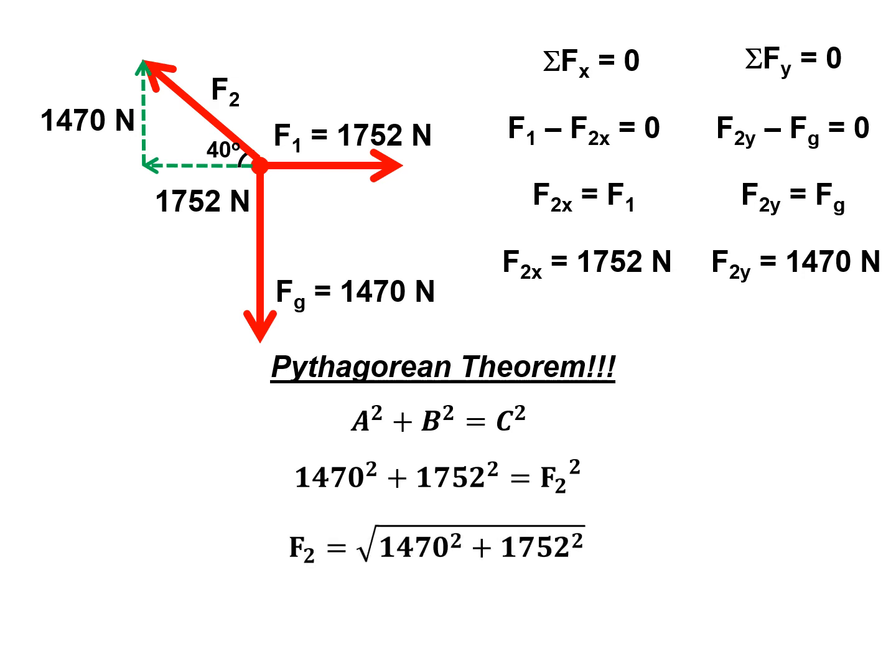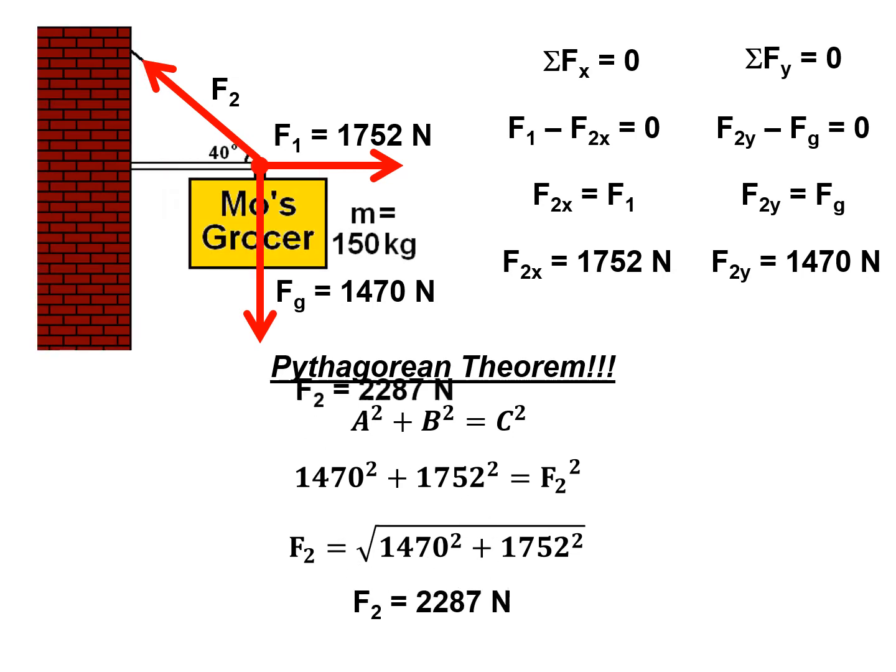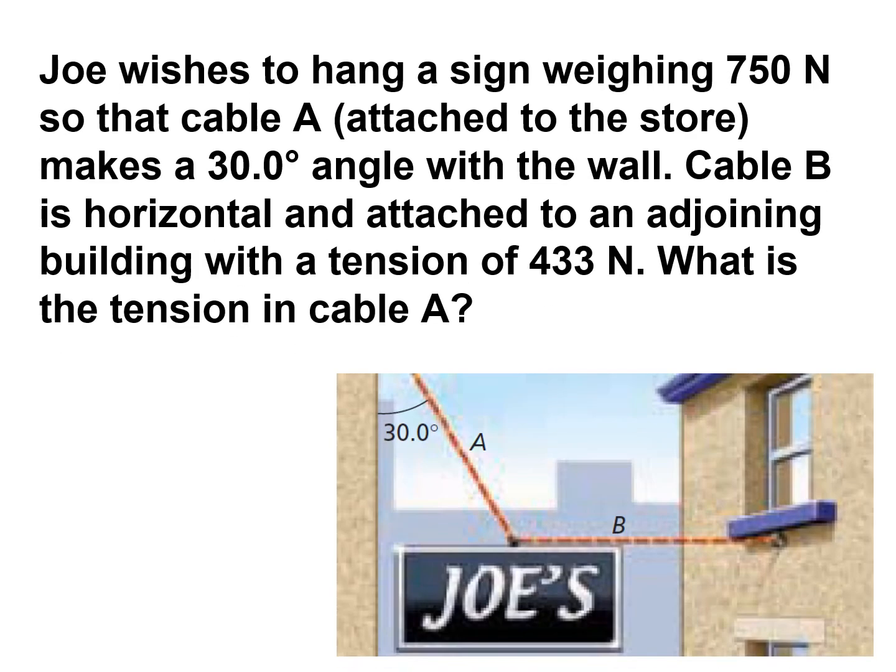So we take that 1470 squared plus 1752 squared is going to be equal to that hypotenuse, force 2 squared. So then if we square root both sides, we get the square root of 1470 squared plus 1752 squared, and we get force 2 is going to be equal to 2287. So that gives us our force that's being applied up and to the left for this force right here.